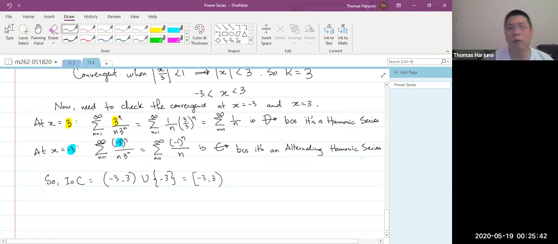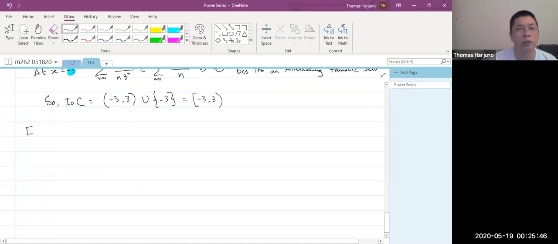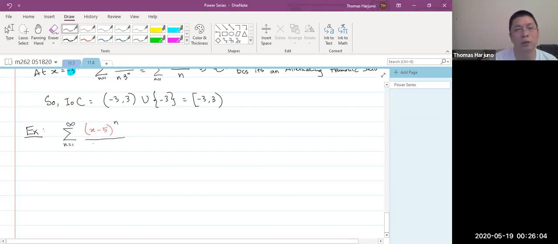Now, let me copy and paste this problem here and change it a little bit. So for example, I change the question to the series from 1 to infinity. Now, instead of x, I make it, let's say, (x minus 5) to the n over n times 3 to the n. Notice how I replace x with x minus 5.